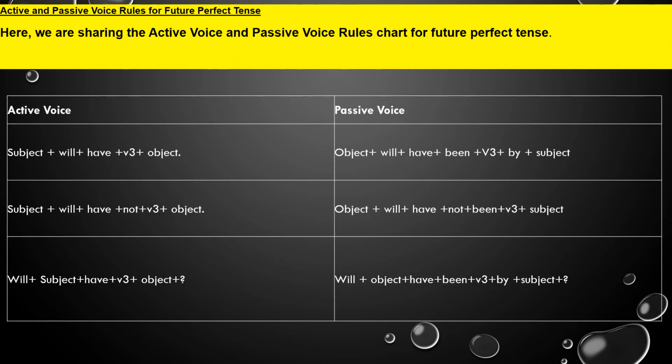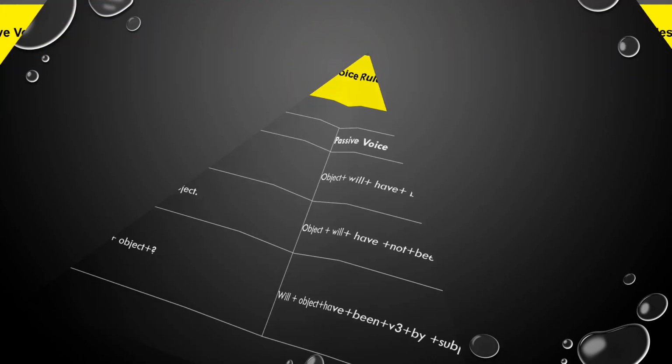Active voice, passive voice for the future perfect tense. Subject plus will have plus V3 plus object. Passive: object plus will have been plus V3 by subject. Negative: subject will not have V3 object; passive: object will not have been V3 by subject. Interrogative: will subject have V3 object; will object have been V3 by subject. Important.